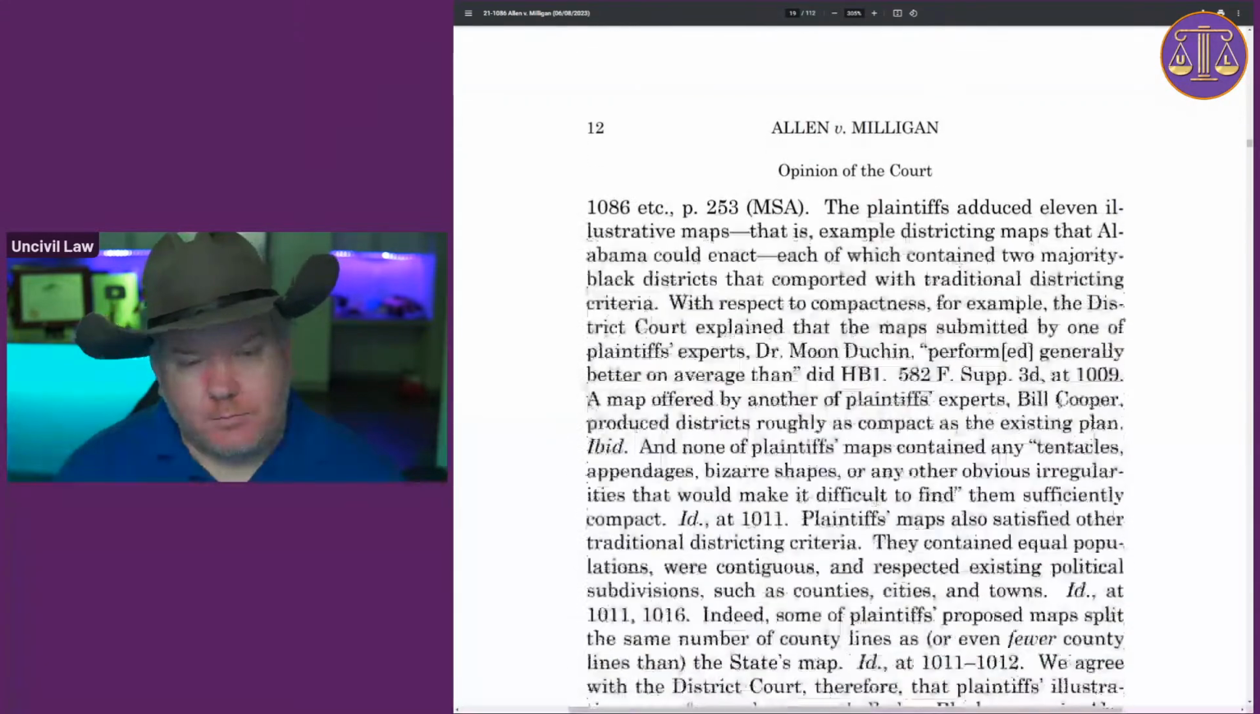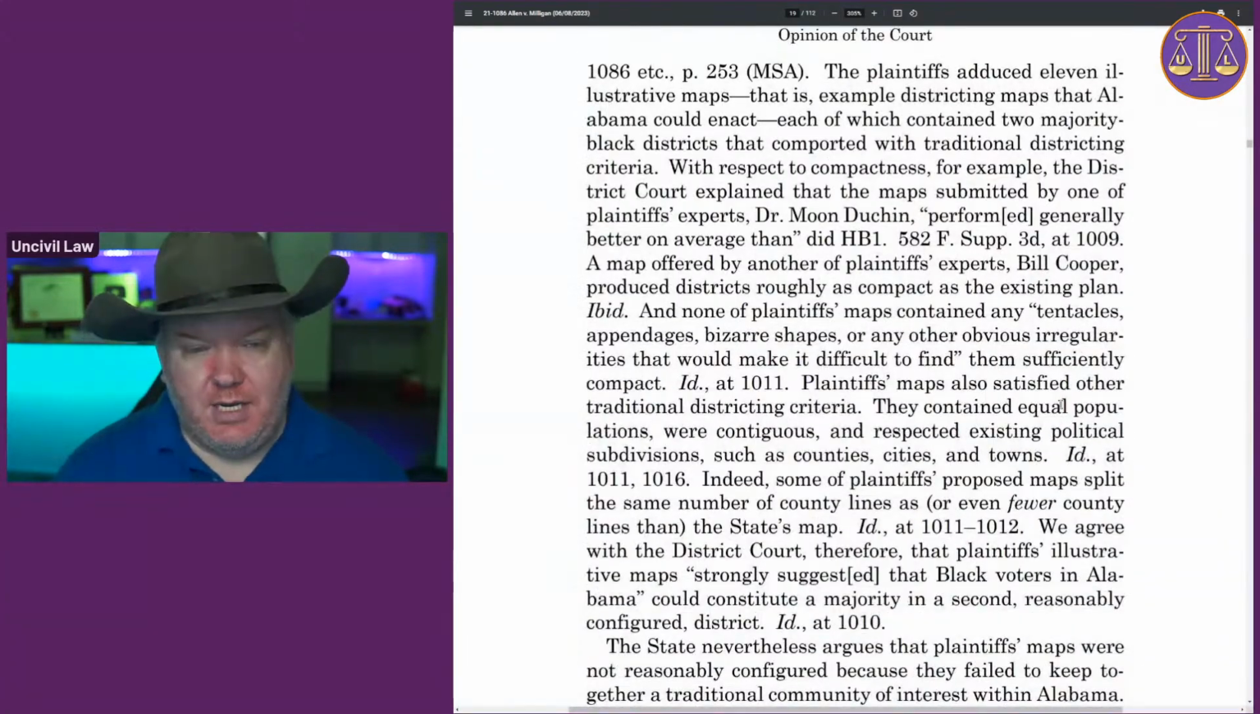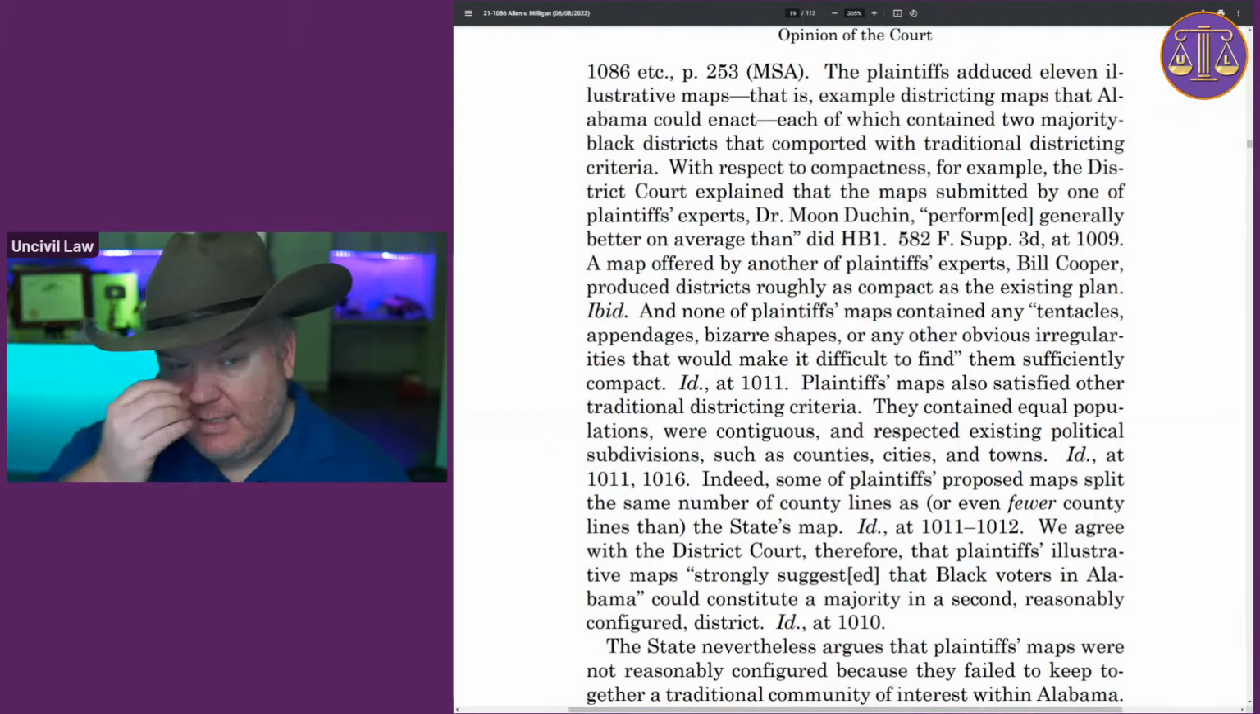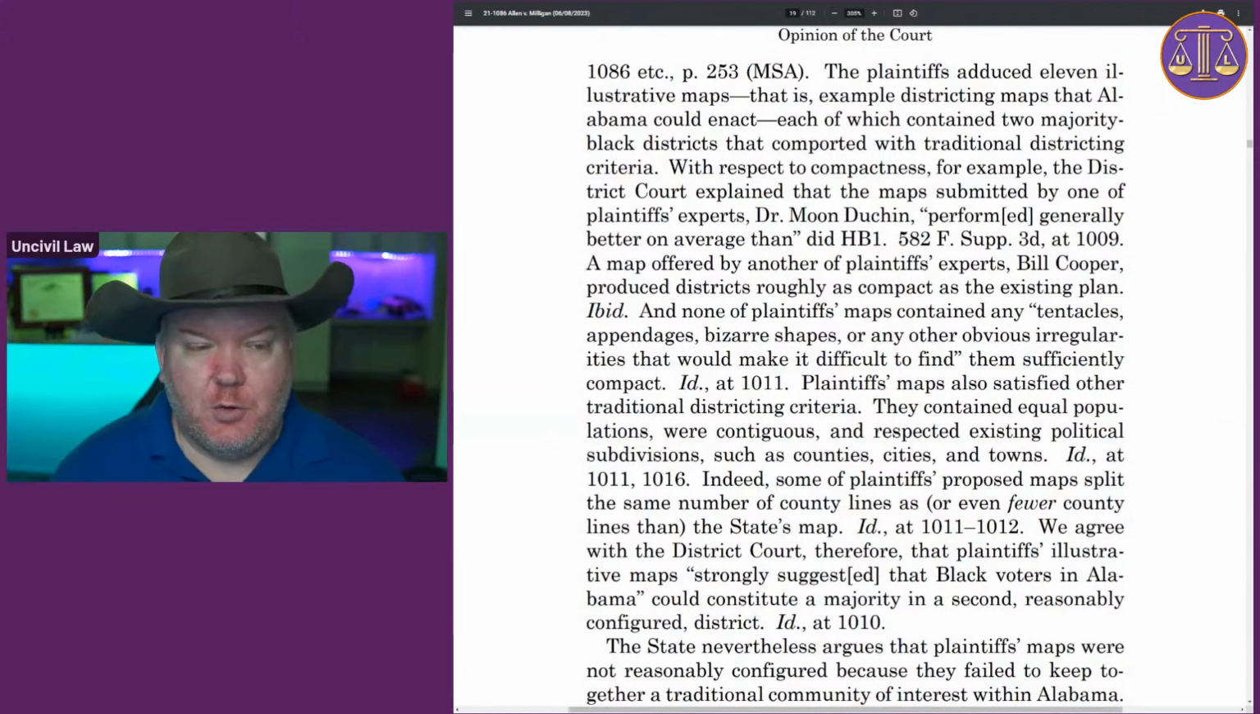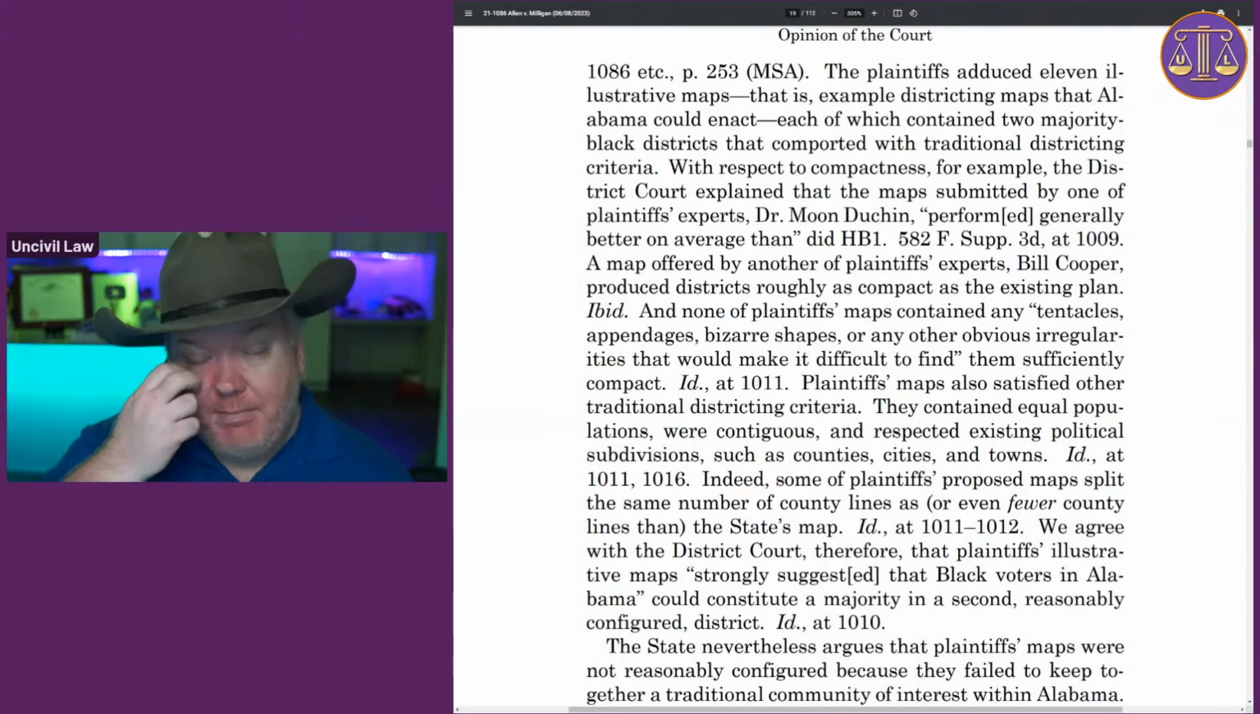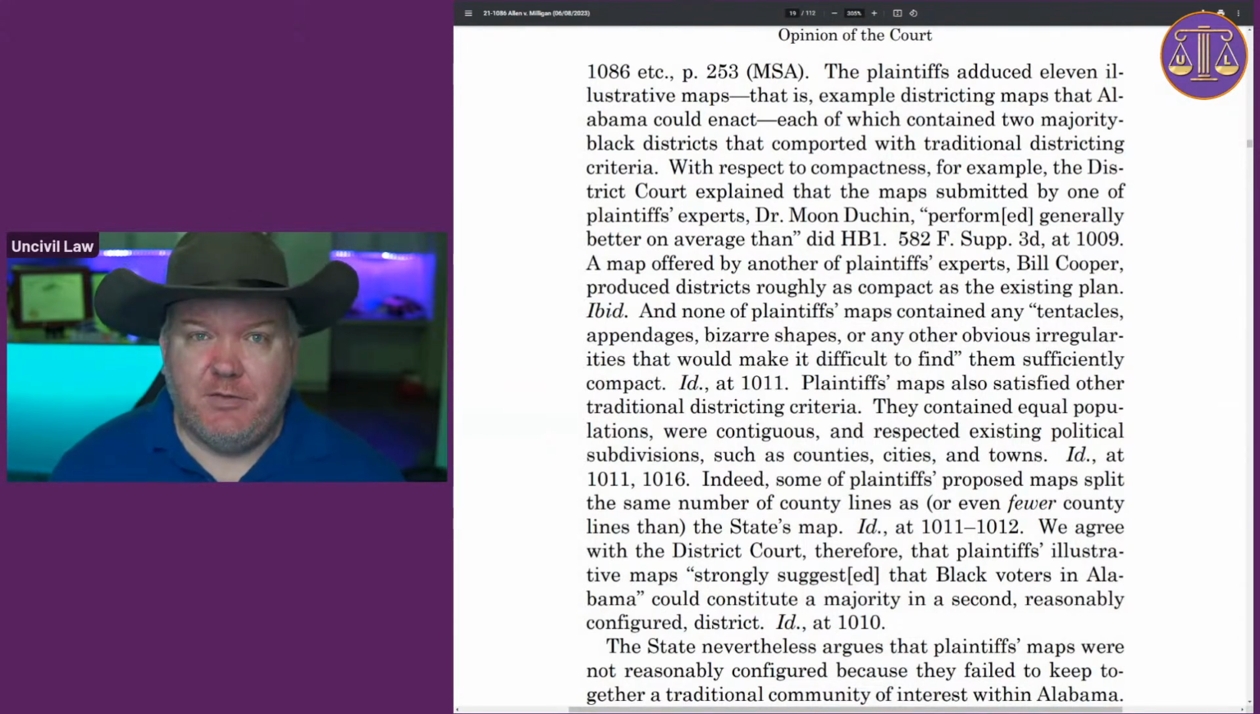The plaintiffs adduced 11 illustrative maps, that is, districting maps that Alabama could enact, each of which contained two majority districts that comported with traditional districting criteria. So, yes, it can be done. Here are 11 examples that prove the point. Fine.